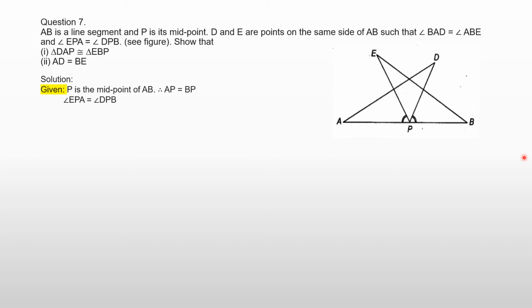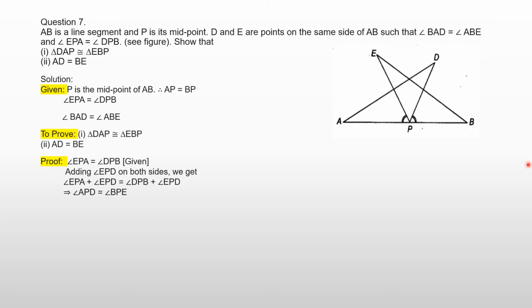Now see, P is the midpoint. What is concluded? That AP is equal to BP. And again, these two angles are equal. It is given to us. This we need to prove. Now see the proof.